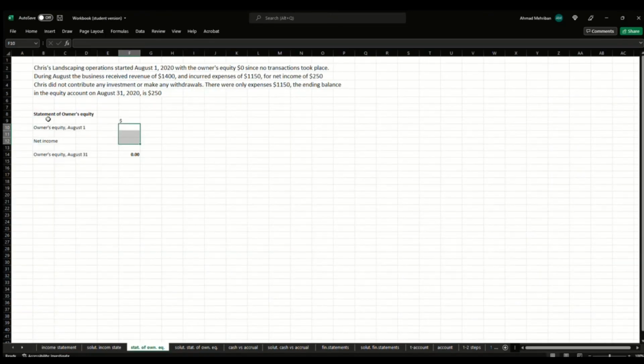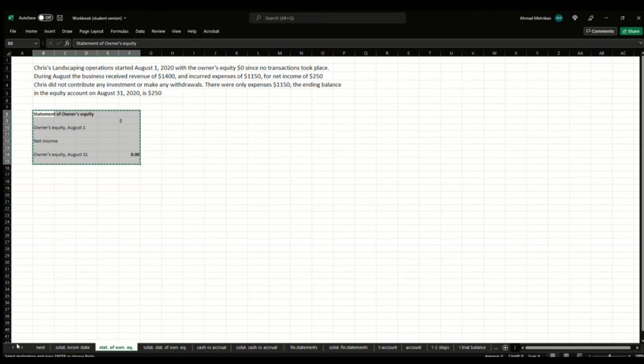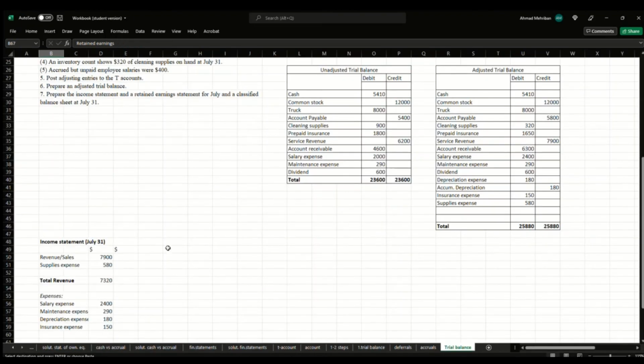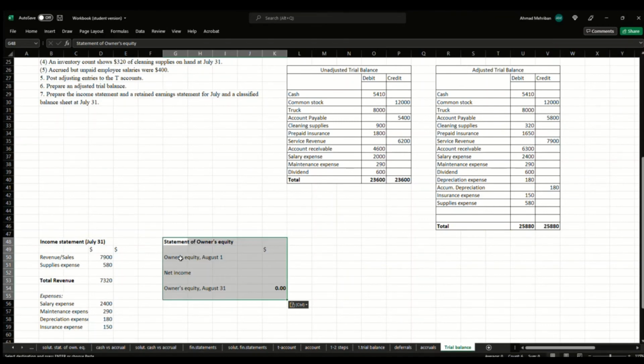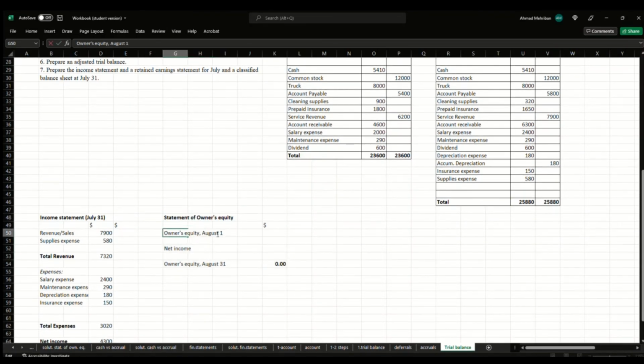statement of owner's equity. Again, I'll just copy the format. I don't need all of it. I only need the format. I'll just be updating it. The statement of owner's equity as of July. So this is the beginning of July, and let's just type it into the end. So we're preparing for July 31st.